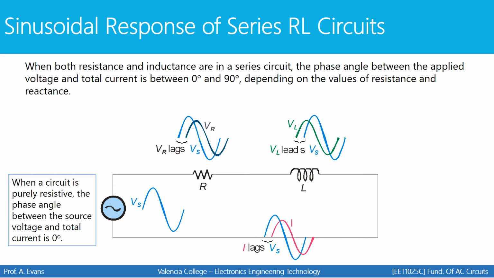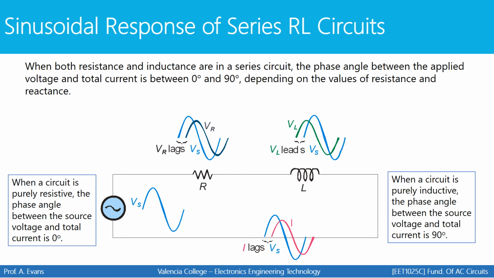So as a reminder, when a circuit is purely resistive, the phase angle between the source voltage and the total current is 0 degrees. But when you have a purely inductive circuit, the phase angle between the source voltage and the total current is 90 degrees. Therefore, an RL circuit will have a total current that has a phase angle that lies somewhere in between that 0 degrees for a purely resistive circuit and the 90 degrees that you would see for a purely inductive circuit.